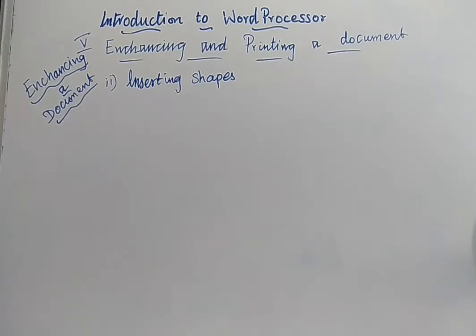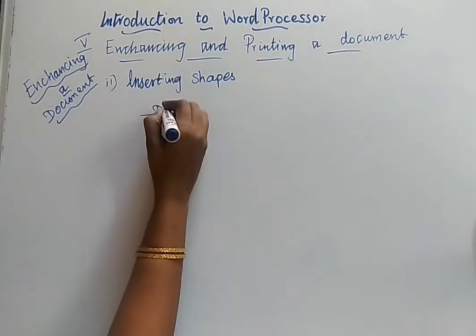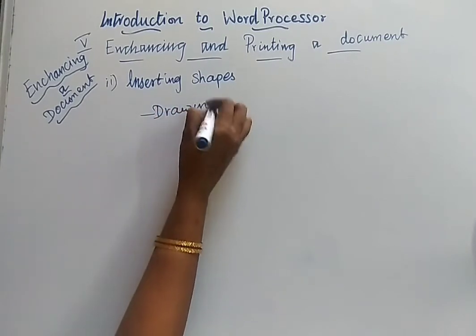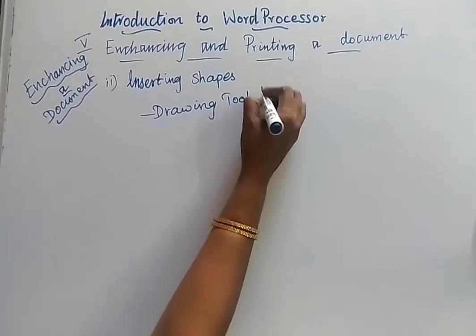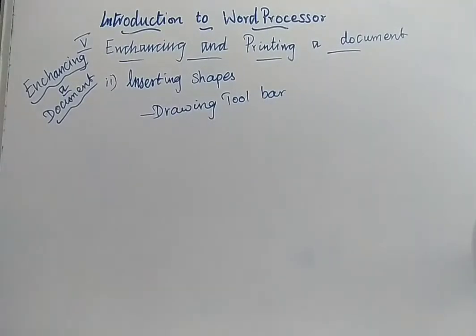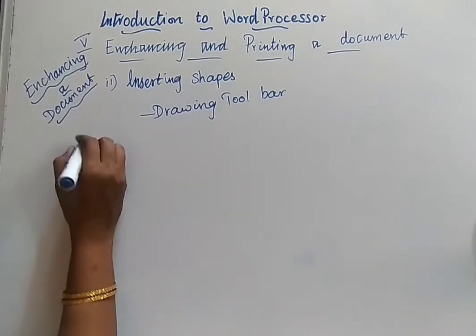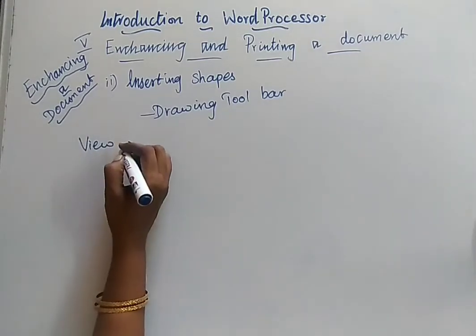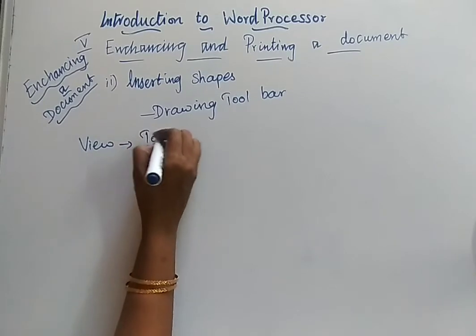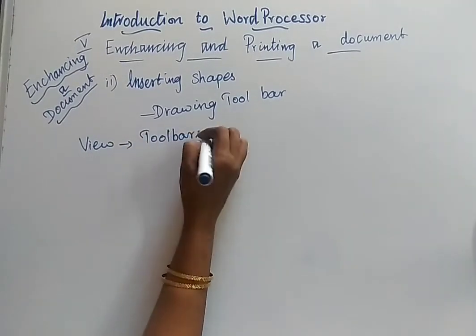For this, you need the drawing toolbar. Normally, the drawing toolbar will not be displayed on the screen for you. We have two types of toolbar, the standard toolbar and the formatting toolbar, so you will not have the drawing toolbar there. You have to insert it from the menu bar. For that, click View, then Toolbars, then Drawing.